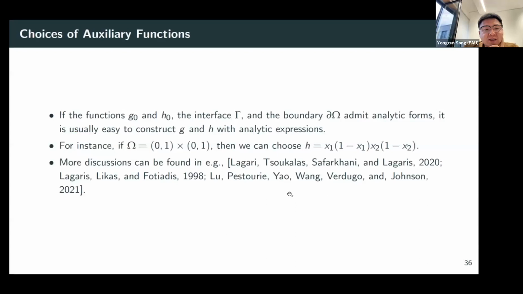And next, we discuss how to choose these auxiliary functions. For the boundary conditions, imposing boundary condition constraints is not a new topic. There are some references that discuss these questions. Here we list some references. So that means if the functions G0, H0, and the interface and the boundary admit analytic forms, it is usually easy to construct G and H.